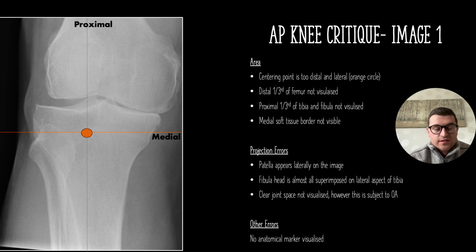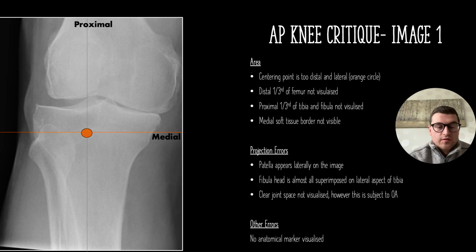We should be able to identify at this point if we've got the proximal third of the tib and fib and the distal third of the femur. It's most obviously not visualized on this image. We also do not have our medial soft tissue borders here as well.